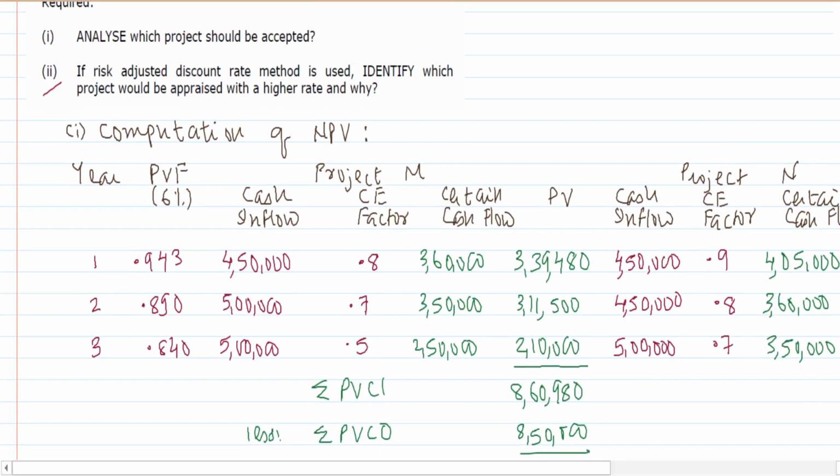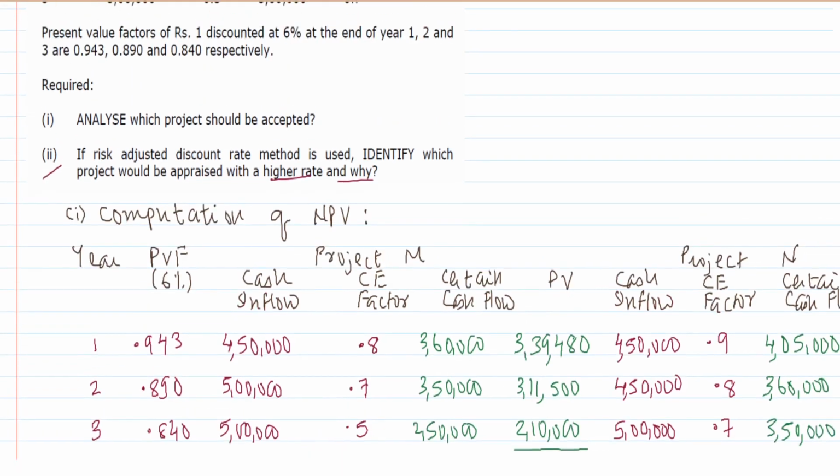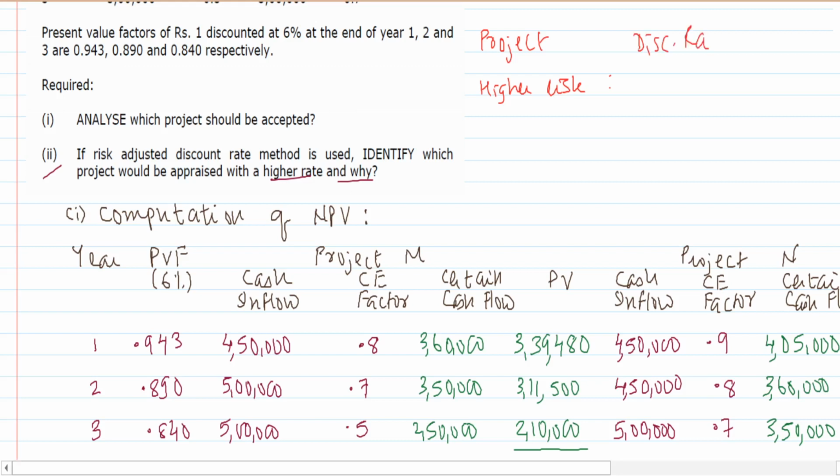In part 2, they are saying that if risk adjusted discount rate method is used, identify which project should be appraised with a higher rate and why. Okay. See, what happens in the risk adjusted discount rate technique is a project that has higher risk, we will consider a higher discount rate. And if the project has lower risk, then we will discount at a lower discount rate. That is the rationale of the risk adjusted discount rate technique.